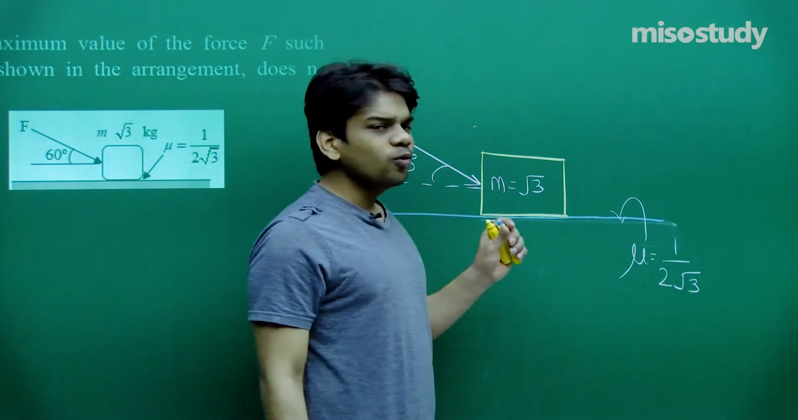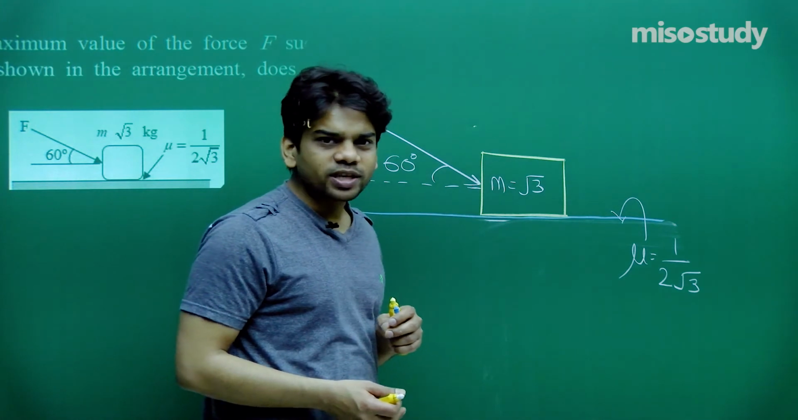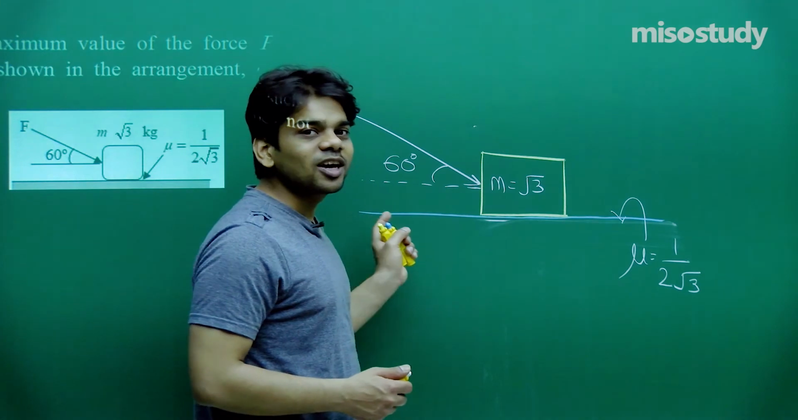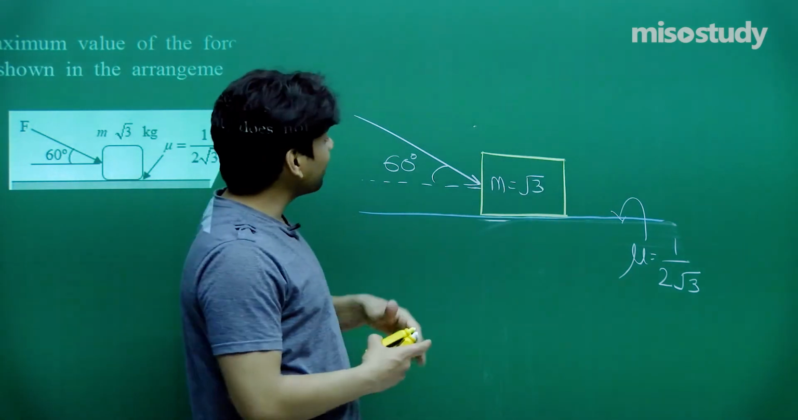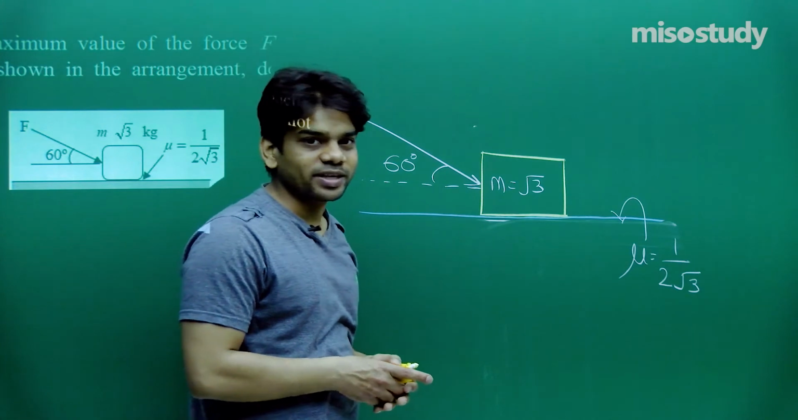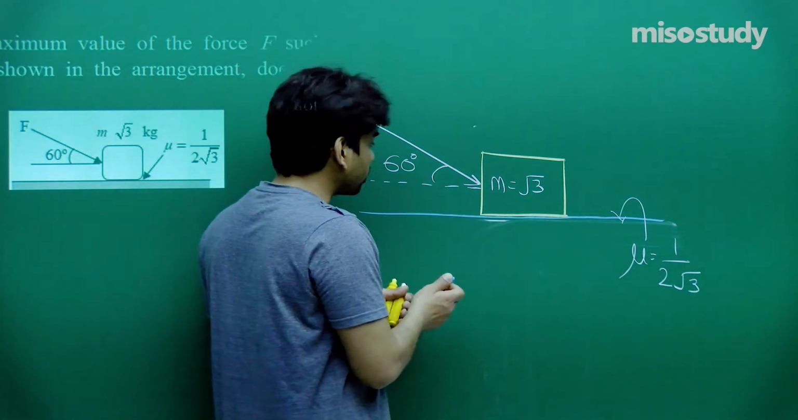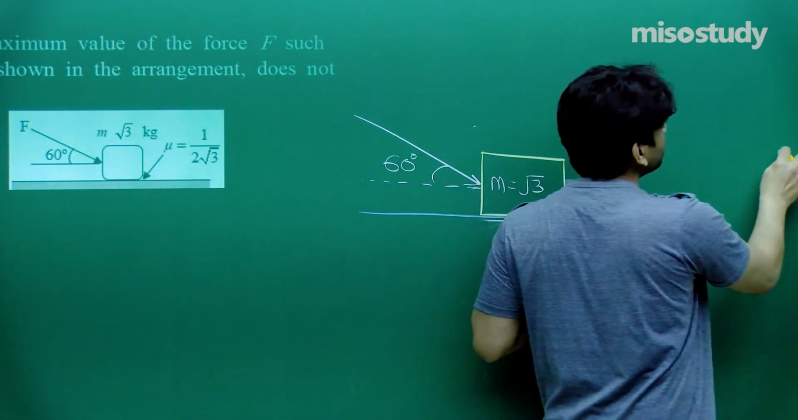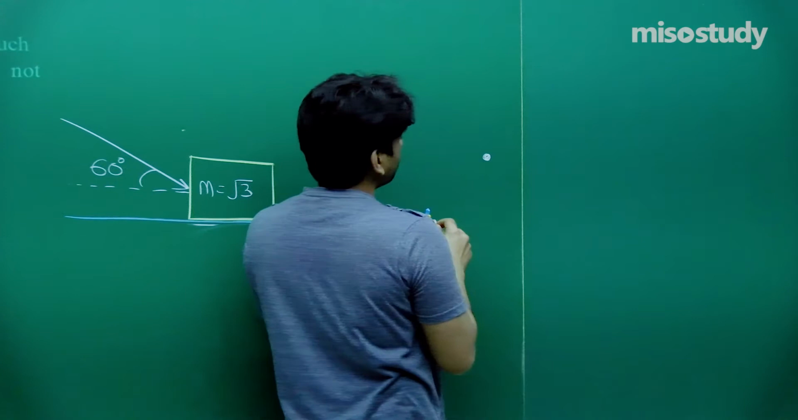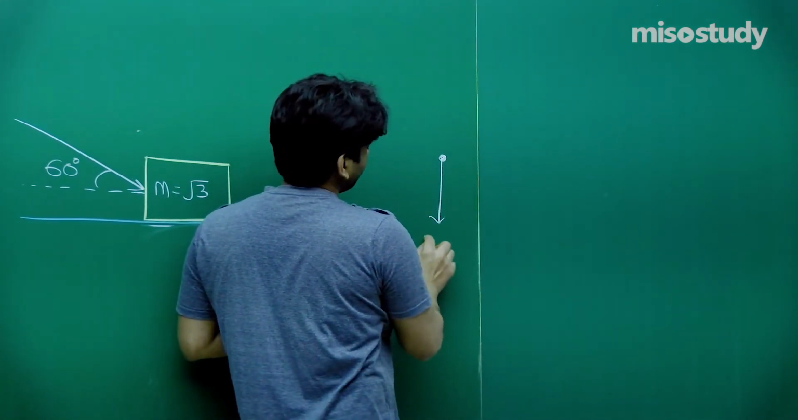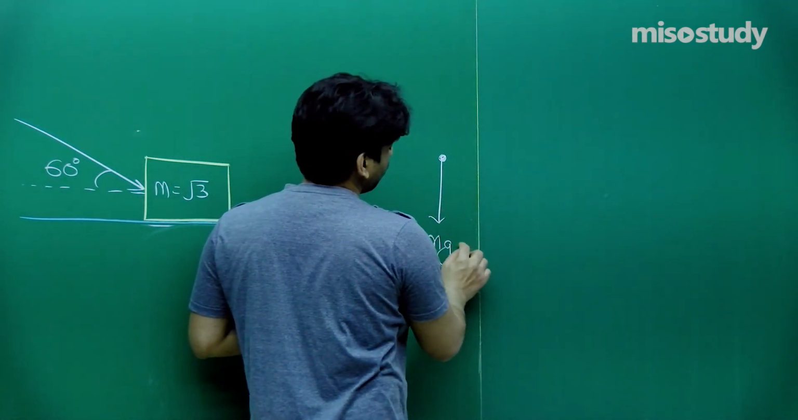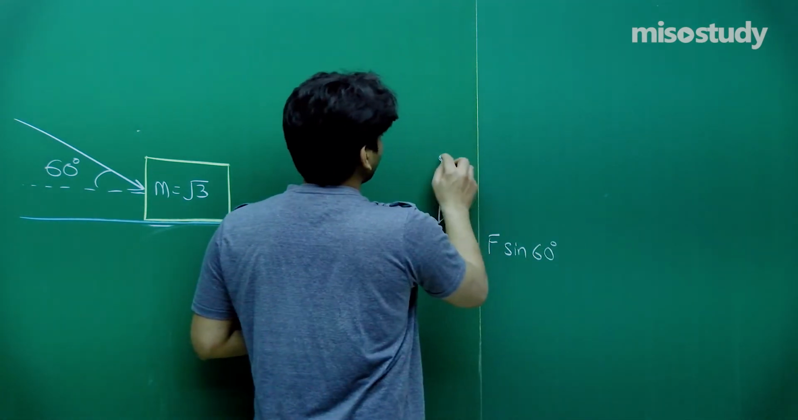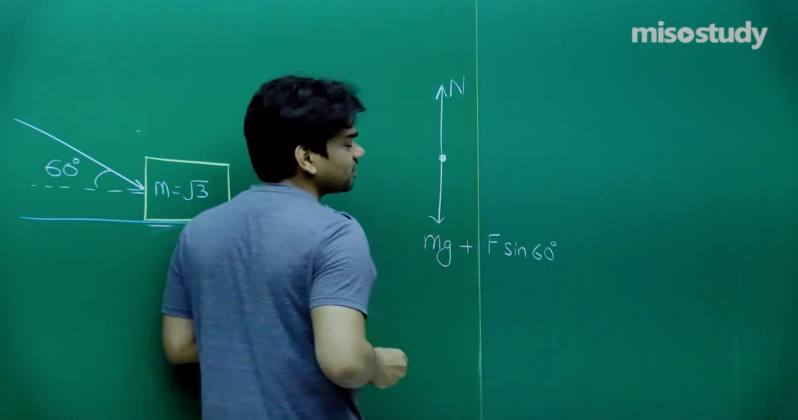Now let's sort out the directions in which the forces are acting. Its component F cos 60 degrees will act along the horizontal direction, and its component F sin 60 degrees will act along the vertical downward direction. So if I draw the free body diagram here, let me show you the forces acting on this block. This is the block. mg is acting along the downward direction, and F sin 60 degrees is also acting along the downward direction. The normal reaction will be acting along the upward direction.